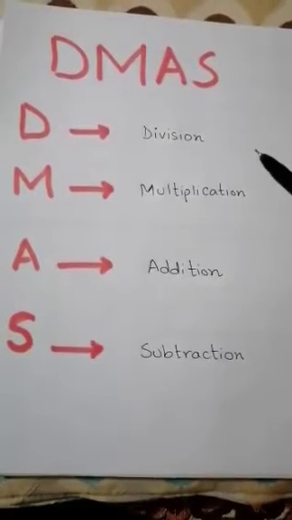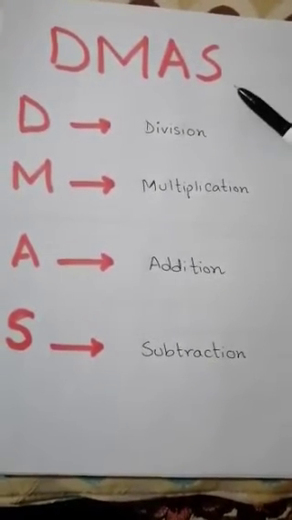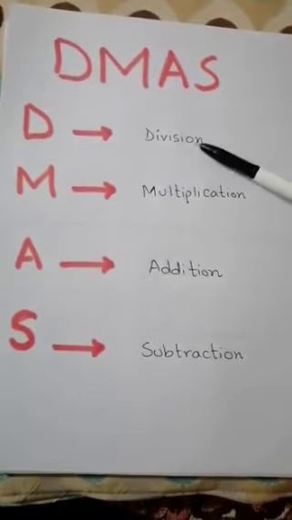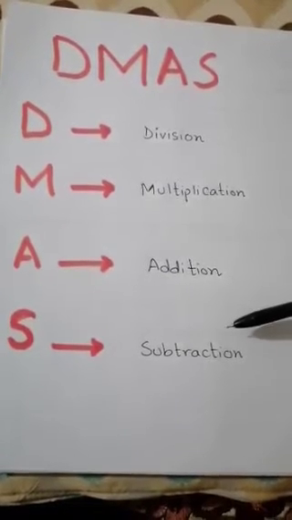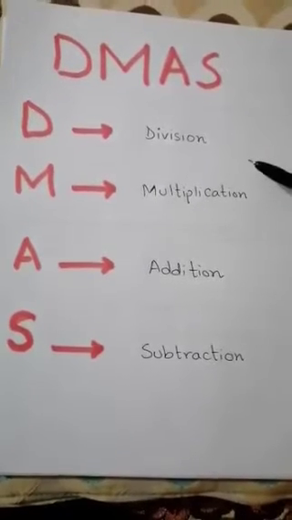the questions including DMAS rules. So first of all, DMAS is an acronym of division, multiplication, addition and subtraction. It is the combination of 4 words. So why are we using the DMAS rule?